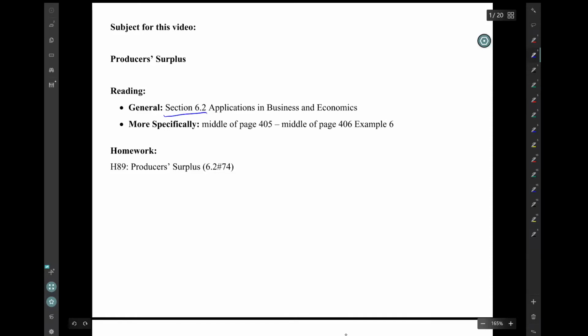This material is from section 6.2. More specifically, the middle of page 405 to the middle of page 406, example 6. Corresponding homework is just this single exercise from section 6.2.